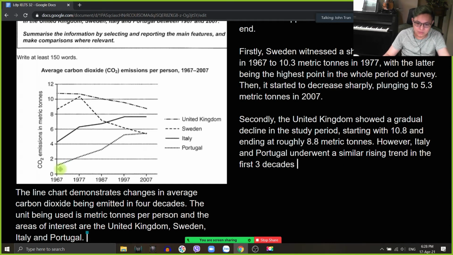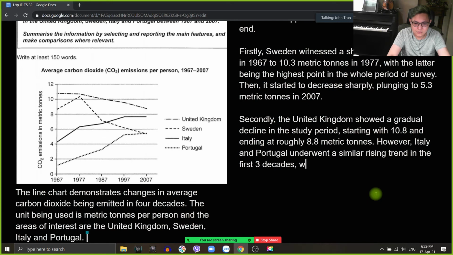But if you want to mention like they start with what number and they end with what number, I can also include it in here. A similar rising trend in the first 3 decades with the previous starting at like 4 point something and this one is like 1 point something. Now you don't have to always include numbers, you know.